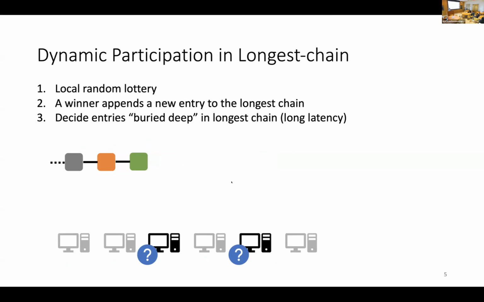But the nice thing about longest chain is that it does support dynamic participation. Let's say suddenly half of the nodes, or even more than half of the nodes, disappear. Still, at some point, one of the nodes will find a solution to the puzzle, and the chain will keep growing. Admittedly, the efficiency may take a hit because it's now going to take longer for the entire network collectively to find the next puzzle solution. But eventually, we will make progress.